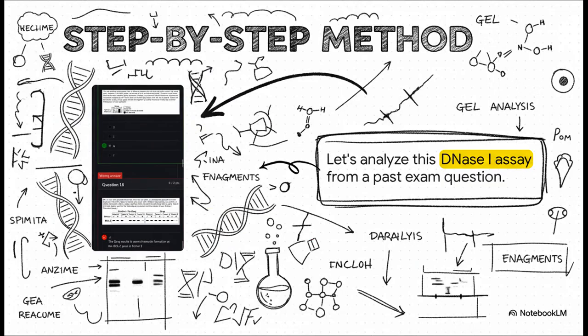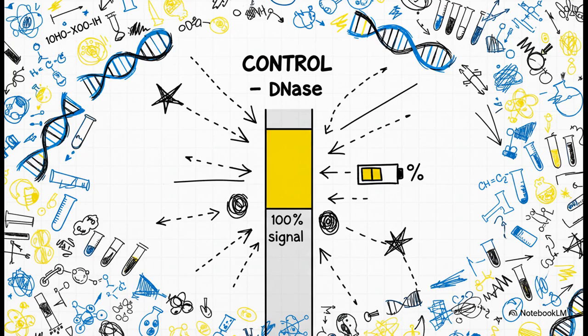Okay, let's get our hands dirty and look at a real example, probably something just like you'd see on the exam. Don't let the bands intimidate you. There is a super straightforward step-by-step way to read this thing, and once you get it, you can solve any of them. Step 1, and this is non-negotiable: always find your controls first.